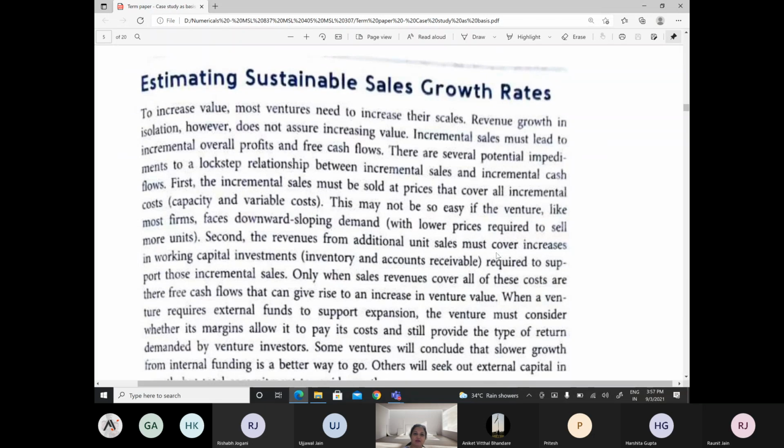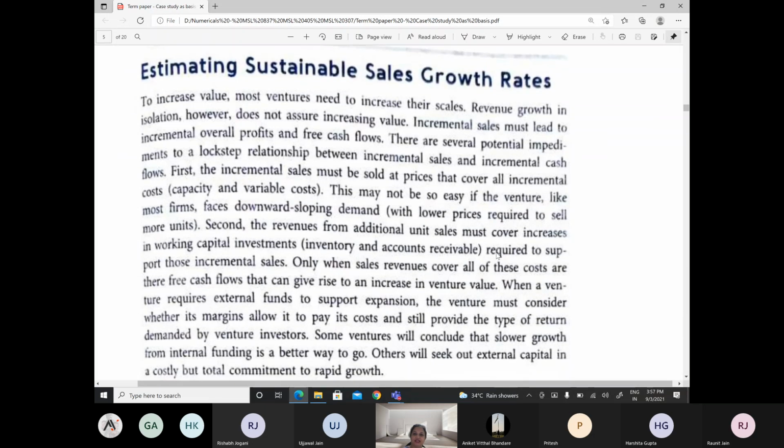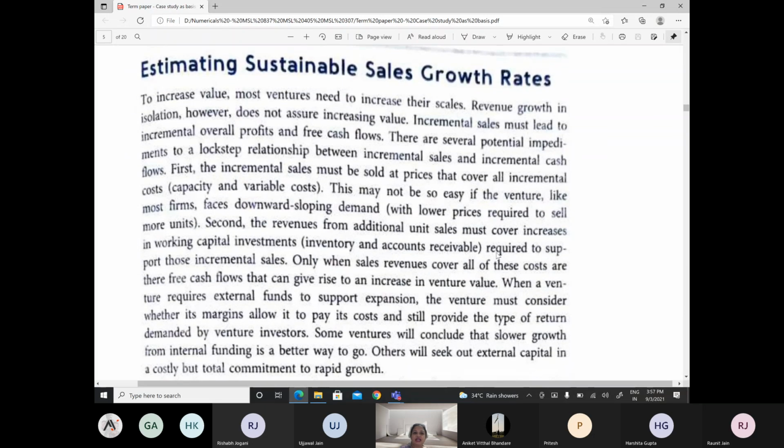Okay. Now we come to the sustainable sales growth rates. To increase value, most ventures need to increase their scale. Revenue growth in isolation, however, does not assure increasing value. Incremental sales must lead to incremental overall profits and produce free cash flows. There are several potential impediments to a lockstep relationship between incremental sales and incremental cash flows.